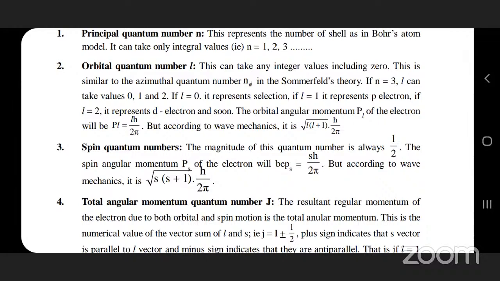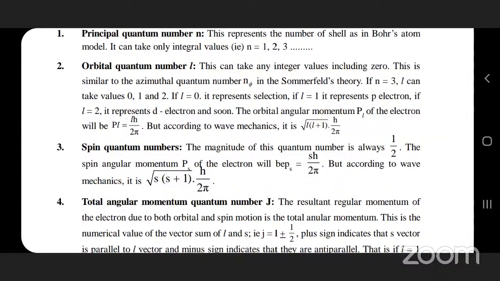So what is the total orbital angular momentum PL of an electron, which is nothing but PL equals to root L into h by 2 pi? But according to wave mechanics, this should be equal to the square root of L into L plus 1, into h by 2 pi, or else you have to write it as h cross. Why? Because h cross equals h by 2 pi. You need not be worried.